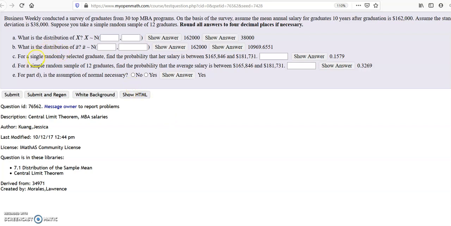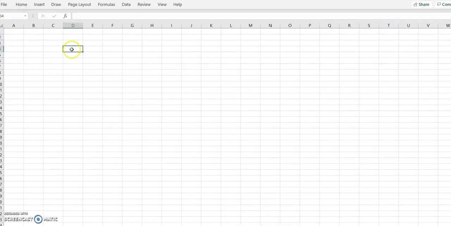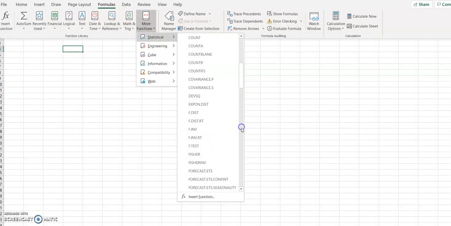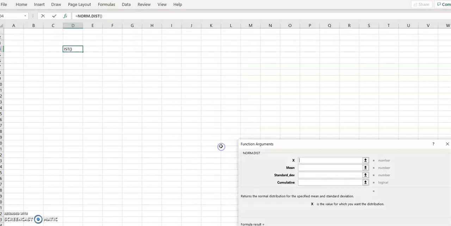So what they're saying is if I randomly select one graduate, what is the probability that that one graduate is between 165,000 and 181,000? What is that probability if I select one graduate, okay? So I go in here to Excel, and I do the formulas, more functions, statistical, just like we did in chapter 6, and use the norm.dist, and the X is, we'll do the lower one first, 165,846, okay? The mean is 162,000, okay?